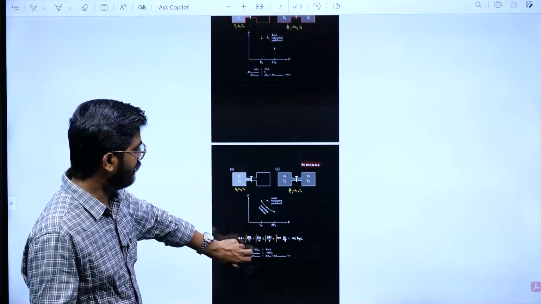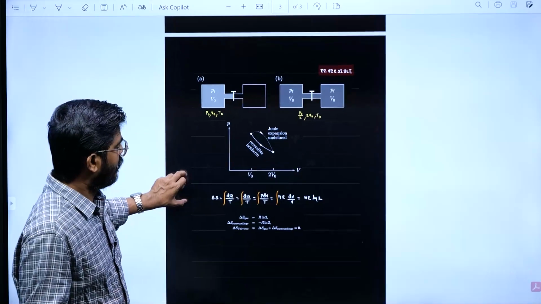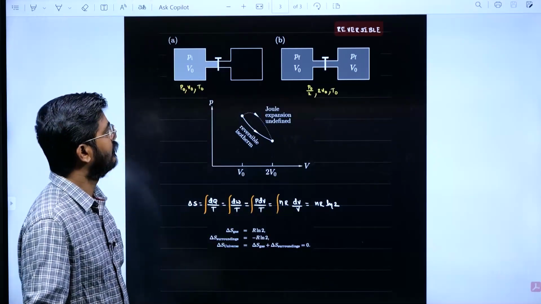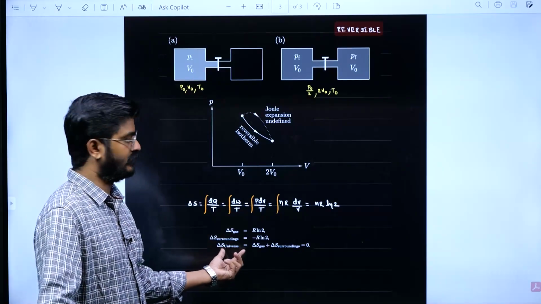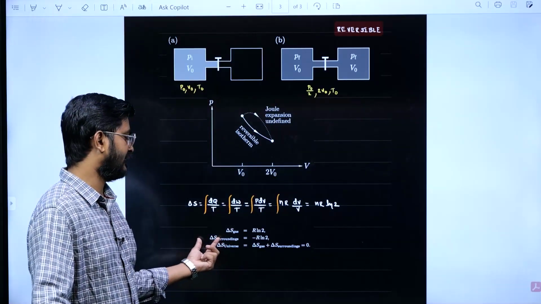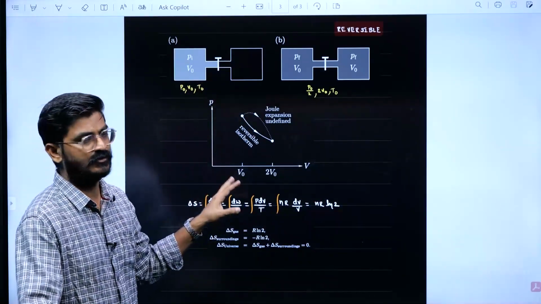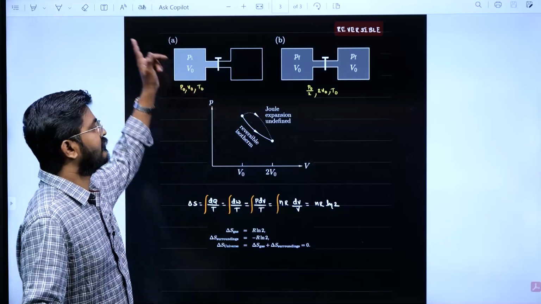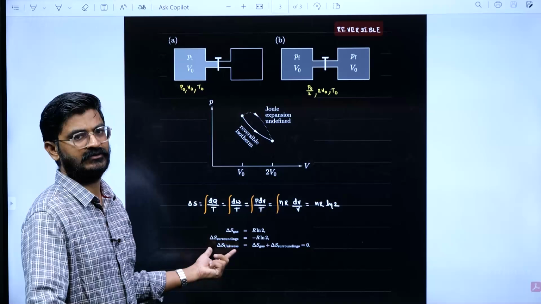Now going back to the reversible process, if I want to talk about the overall nature: the change in entropy of the gas is nR log 2. For a reversible process, the change in entropy for the universe will be 0. So the change in entropy for the surroundings will be exactly the negative of this. So in the reversible process, the change in entropy of the gas is plus nR log 2, the change in entropy of the surroundings is minus nR log 2, and the overall entropy change for the universe is 0.